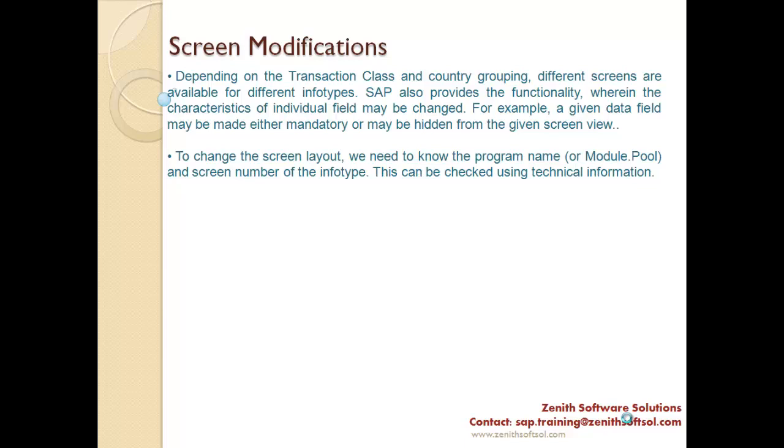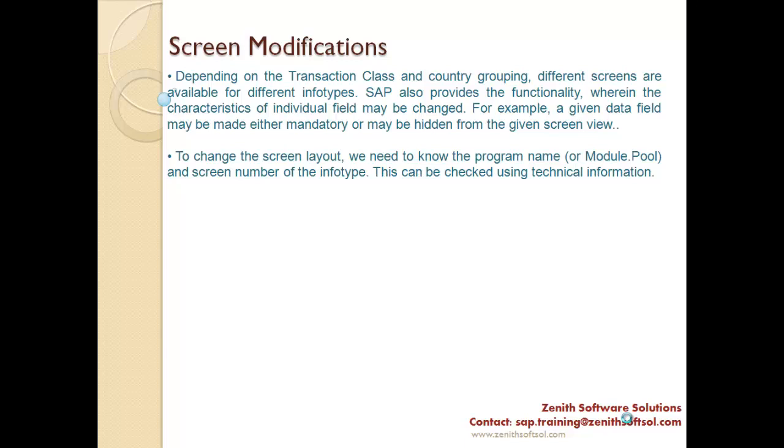Now SAP has given a functionality where you can change the characteristics of individual fields. What do you mean by changing the characteristics of individual field? It means you can make certain fields as hidden or make them required or optional.